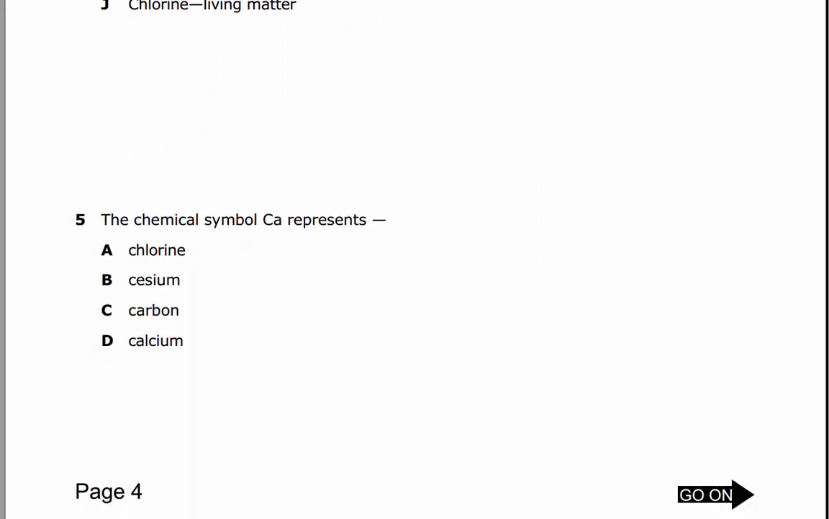Question number 5. The chemical symbol Ca represents, is it A, chlorine, B, cesium, C, carbon, or D, calcium?